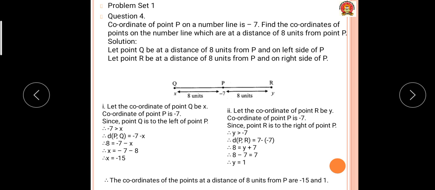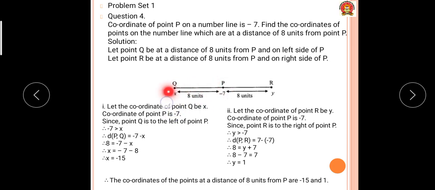Okay, so we have to find the coordinates of the points on the number line which are at a distance of 8 units from point P, because in the question it is not mentioned whether the point is on the right side or left side. Therefore we have to solve in two ways. Now see here, let the coordinate of point Q be x, and the coordinate of point R be y. The coordinate of point P is -7, it is given. So the point Q is to the left of point P. So -7 is greater than this left point, whatever it is.